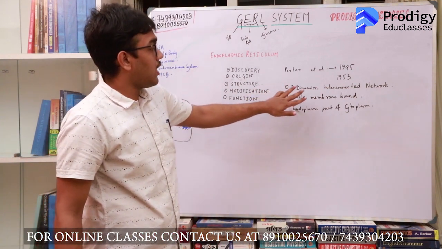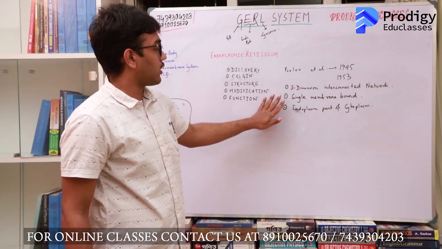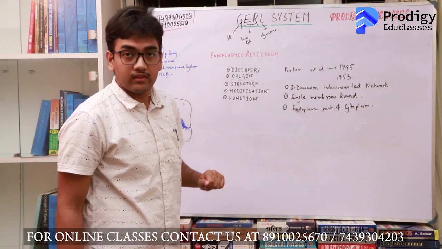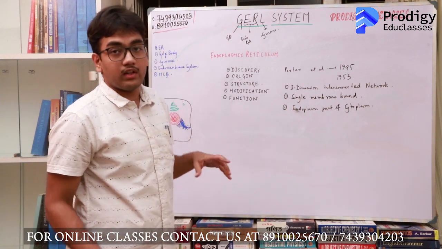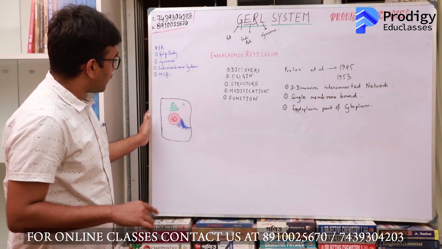It is a 3-dimensional interconnected network of tubules. It is single membrane bound cell organelle and it is present mainly in the endoplasm part of the cytoplasm. Now coming to the origin, the endoplasmic reticulum begins as outpouchings from the nuclear membrane.